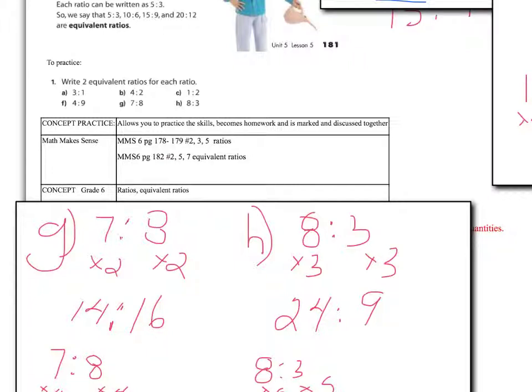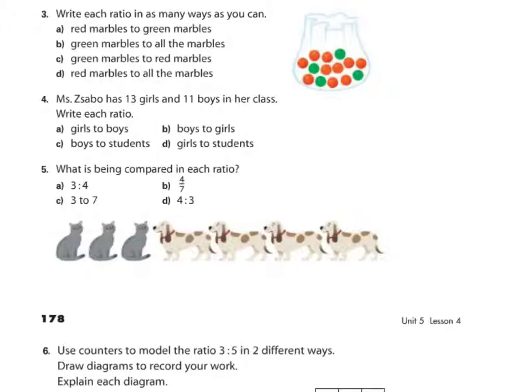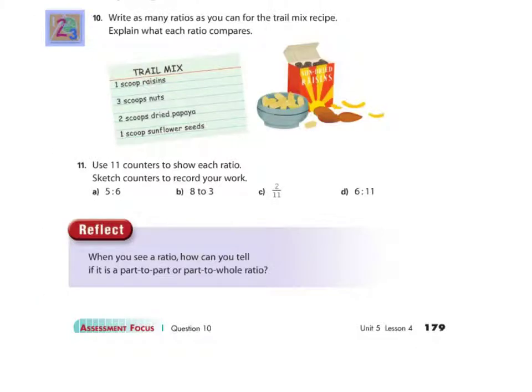All right, now you're moving on to the concept practice. Page 78 and 79, numbers 2, 3, and 5 are just ratios. And page 182, numbers 2, 5, and 7 are moving on to equivalent ratios. So that's your work today. Again, for those of you that forget your textbook, here's questions 1 to 2 of the first, 3 to 5, 6 to 9, and 10 to 11, along with the reflect prompt.